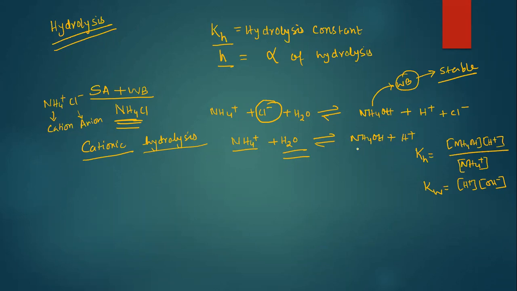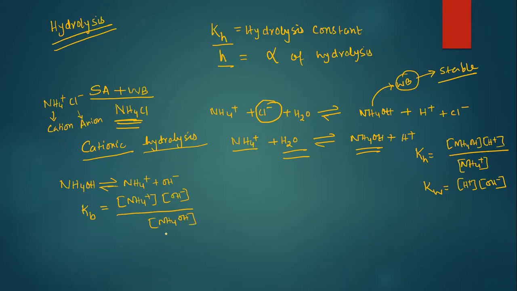Now, if you want to check this base, it may be a weak base. I agree, it is a weak base, very stable. Still, it will dissociate. A weak base also dissociates, nobody said it doesn't. So whenever we talk about a dissociation reaction in ionic equilibrium for a weak base, the equilibrium constant is called Kb. I hope you remember. This will be denoted by NH4 plus times OH minus divided by NH4OH.